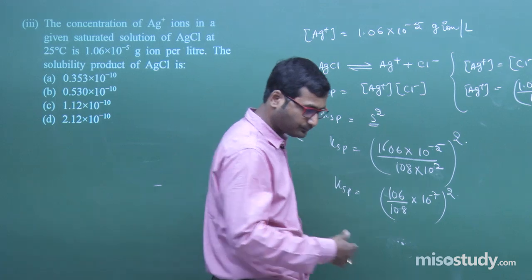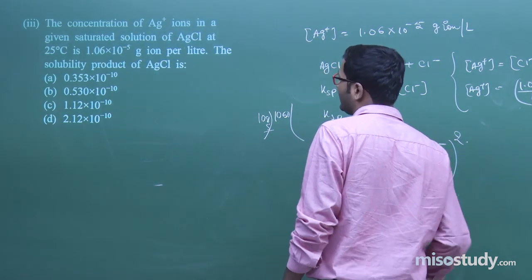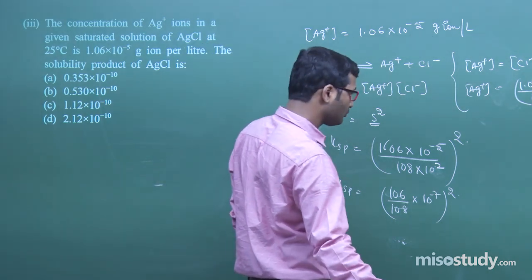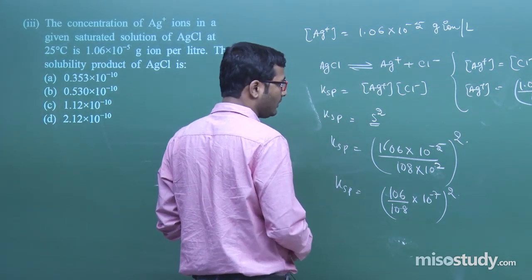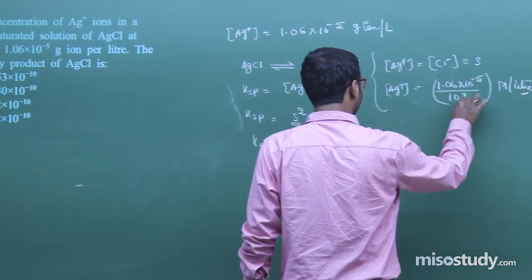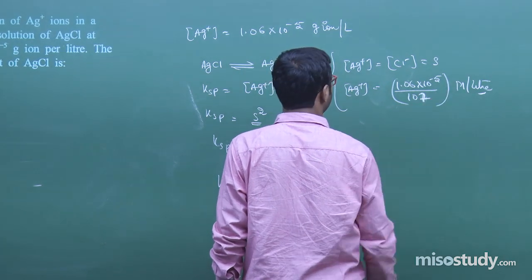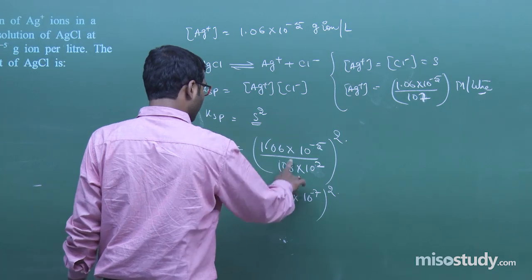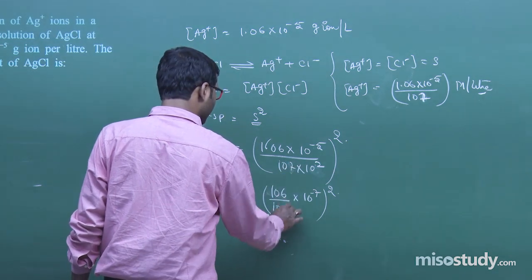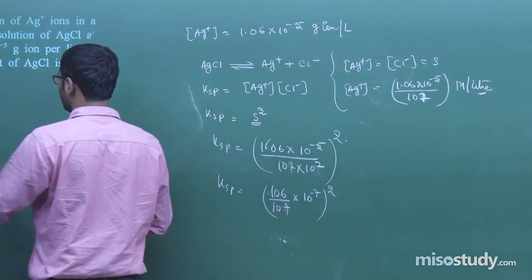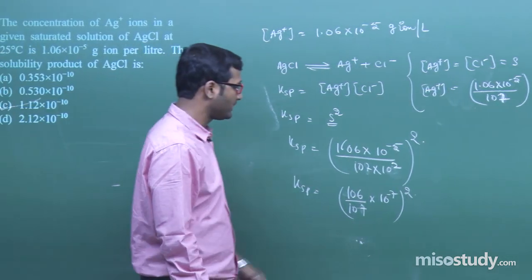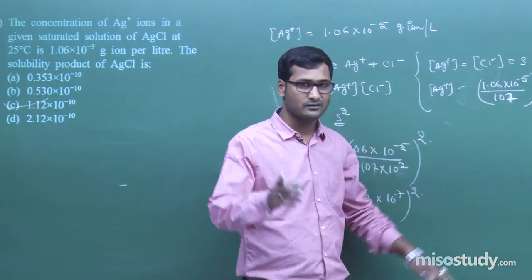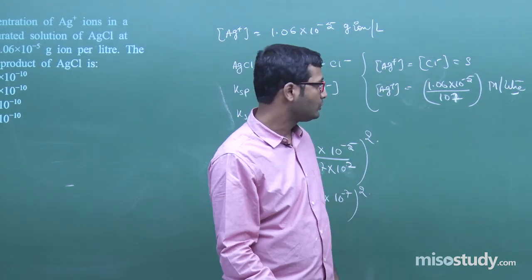I do not memorize the answer, so better to put the answer. I think the calculation is completely correct. It's better to put here not 108, it is around 107. If I put 107, that's a better one, because Ag has mass between 107 and 108, so the calculation will be almost the same. I think the answer will be 1.12 into 10 to the power minus 10.